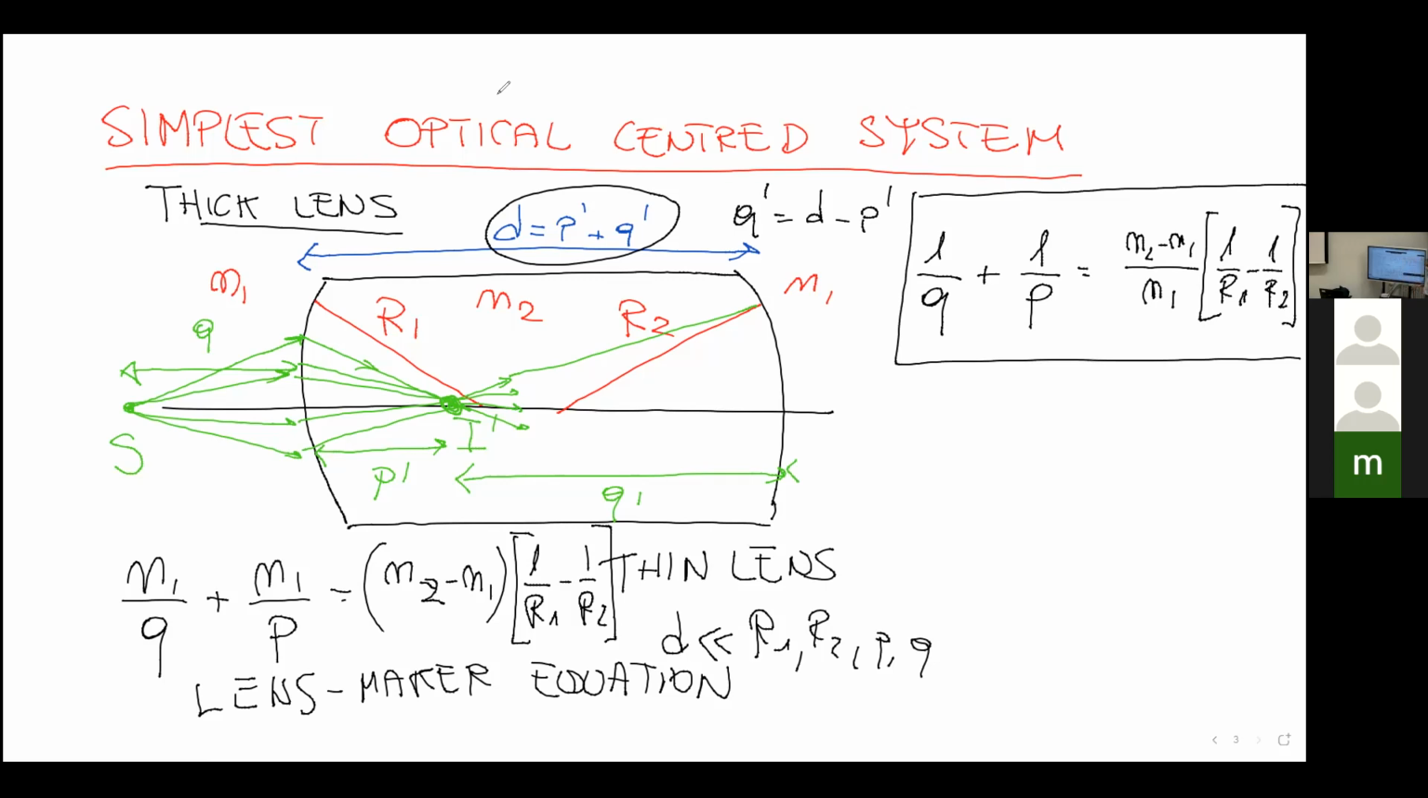And please keep in mind that you have N1 here because we assume that the two external media are the same. If the two external media would not be the same, then you could not factorize this term here, and the equation would be different. Okay?